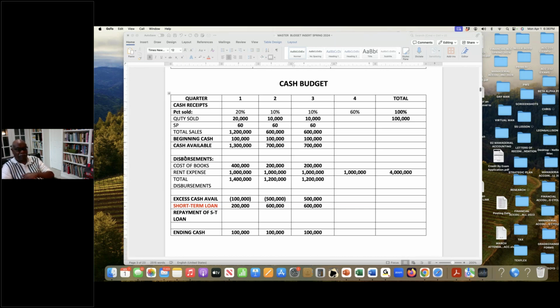To get the short-term loan, you just did the ending cash added to the excessive cash available to see how much we would need. Right. We would get the difference and then we'd add the ending balance that we needed to come up with what we would have to borrow. That's correct.